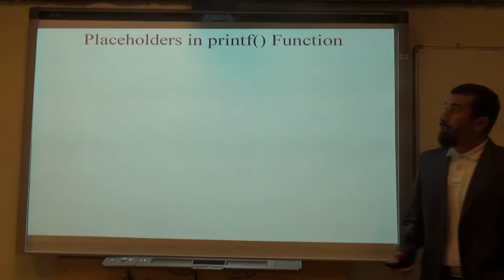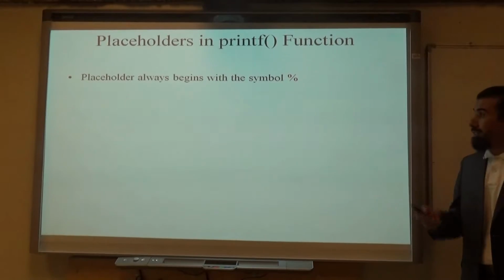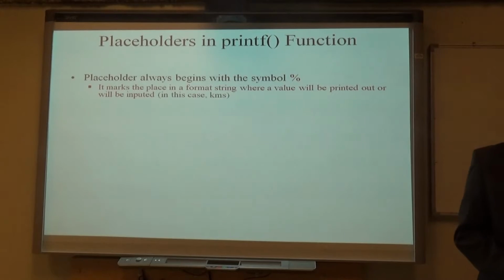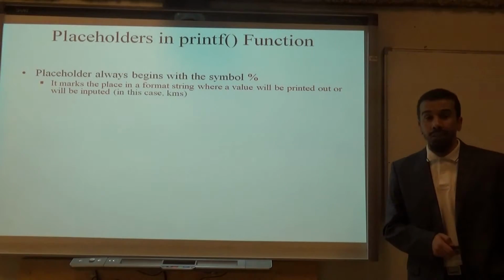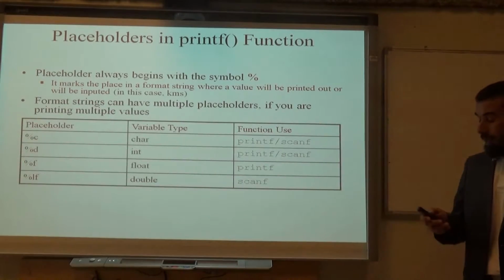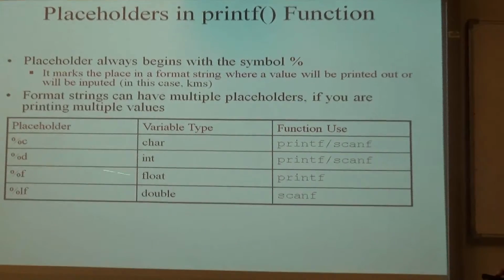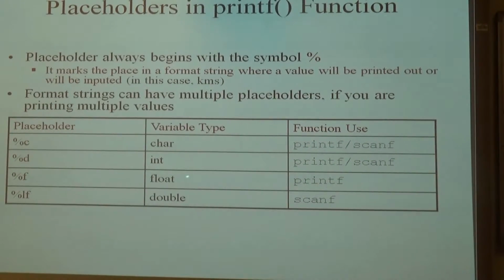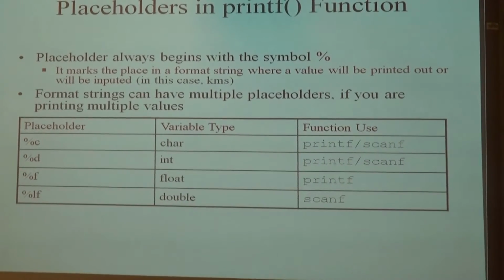Now let's elaborate on the placeholders that are used in a printf function. The placeholders start with the symbol %. We have different placeholders because we have different data types in C programming. For illustration, we are providing the placeholder for the character, which is %c, for the int, which is %d, for the float, which is %f, and for a double, which is %lf.